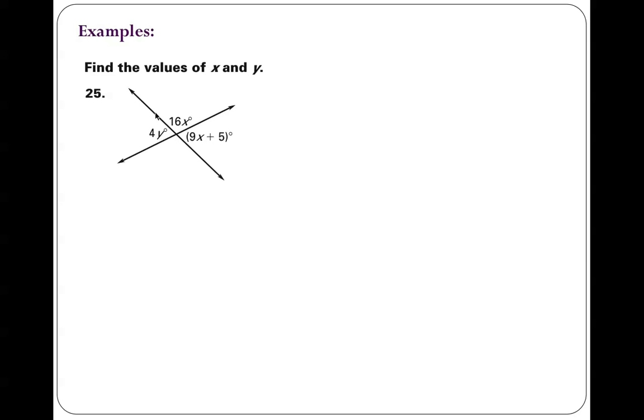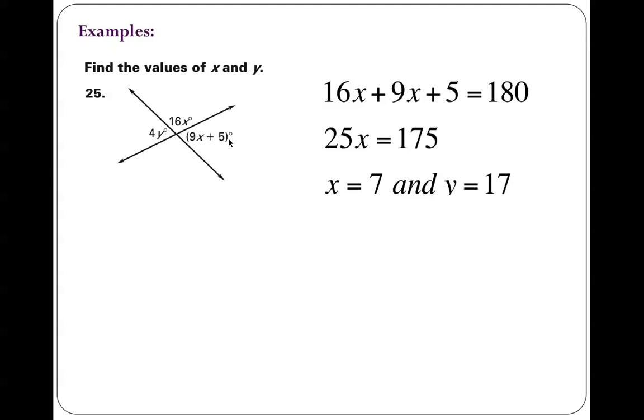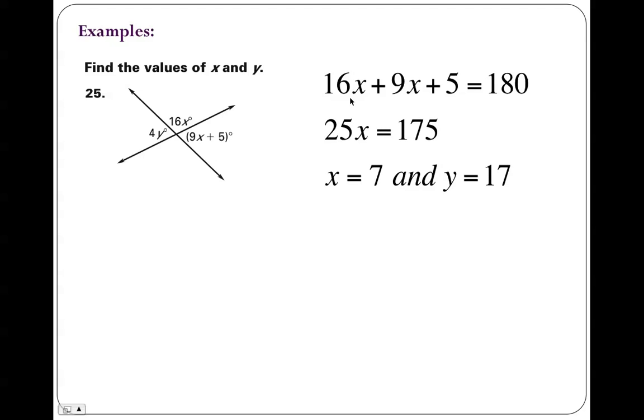So the better way to do this would be to say 16x plus 9x plus 5 equals 180. That's a much better way to solve that. And then once you get your x, you're going to plug it in right here, and you get a number, and then you can say 4y equals whatever number you get. So it's going to look like this: 16x plus 9x plus 5 equals 180. That's what you get from here because these guys are a linear pair.